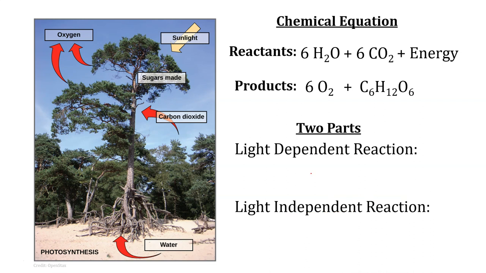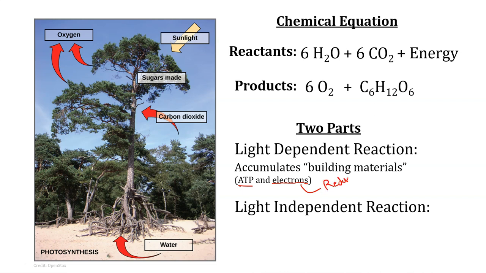Now, the things that are made from these two halves of photosynthesis: the light dependent reaction, the way I like to think about this is that it's accumulating all of the building materials that are going to be required to build a sugar molecule. So ATP is built. Remember, ATP is an energy molecule that stores energy, and then electrons are accumulated. And it's the electrons that are going to be required to, and this is a little beyond the scope of our class, reduce carbon dioxide.